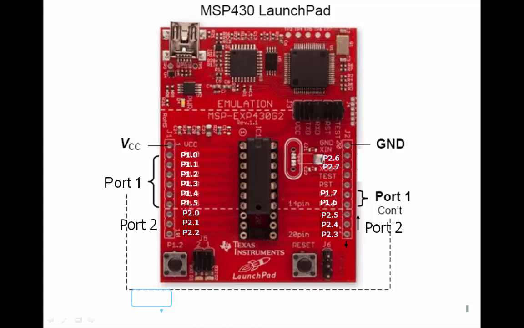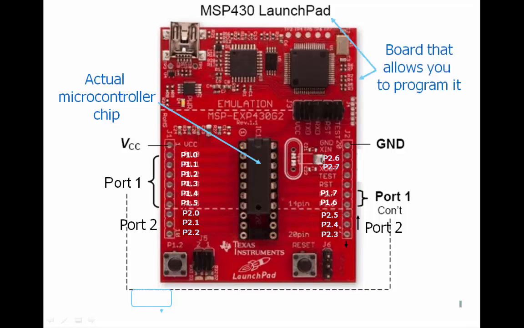Most of you will use the MSP430 LaunchPad to do the lab experiments. The actual microcontroller chip is located in the center of the board. Most of the board serves as a development system that allows you to program the microcontroller and interface with its ports. The MSP430 has 2 ports. Port 1, consisting of the pins P1.0 through P1.7, are located on the pins shown. Port 2 consists of pins 2.0 through 2.7.